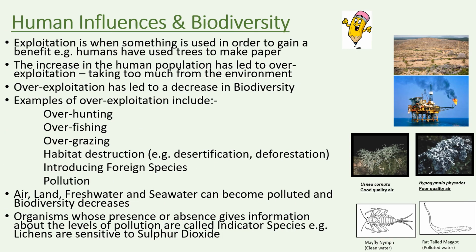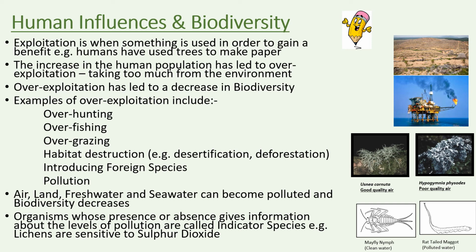The next thing we need to learn about is indicator species. So exploitation is when something is used in order to gain benefit. For example, humans have used trees to make paper. The increase in human population has led to overexploitation, taking too much from the environment. Overexploitation has led to a decrease in biodiversity.